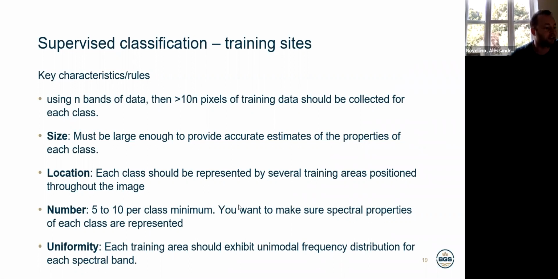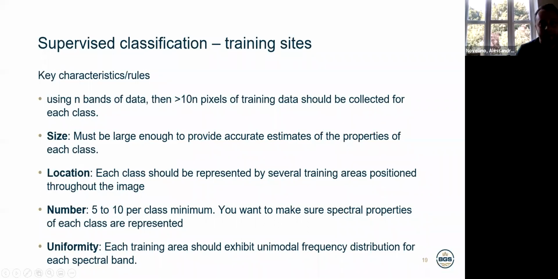Location: it's better we have different training sites across the whole image, because even if we don't have any cloud coverage, we can still have some influence of the atmosphere in some part of the image, which can affect the extraction of the spectral signature. Number: we usually have not just one training site per class, but several. And uniformity: it's important we have a unimodal frequency distribution.